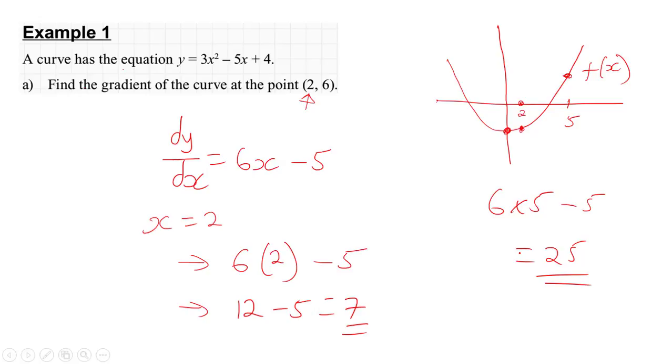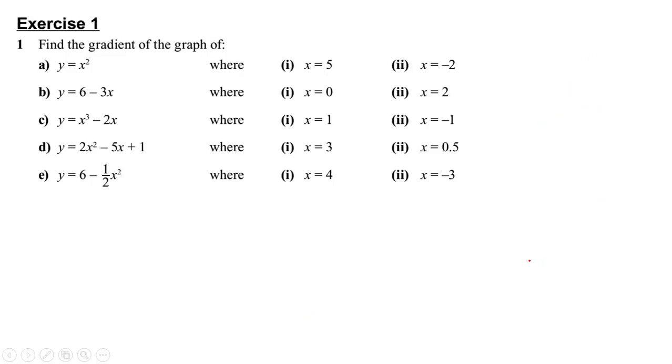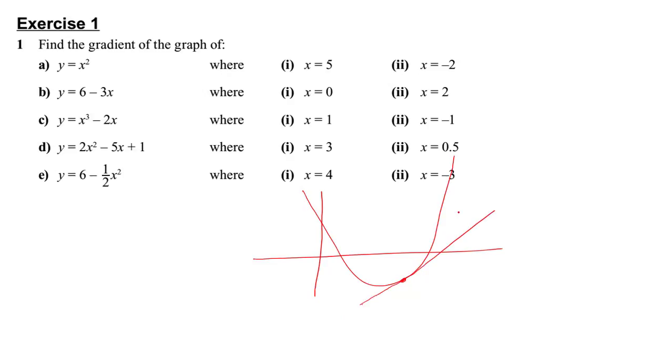Now what I want to do is explain something again that I've not explained before you try these questions. Usually the gradient of a curve is the same as the gradient of a tangent that is drawn there. Now, the tangent is basically a straight line that is drawn touching a curve at a particular point. So the tangent to this curve here at this particular point would be the line that just touches it like that. This is a tangent.